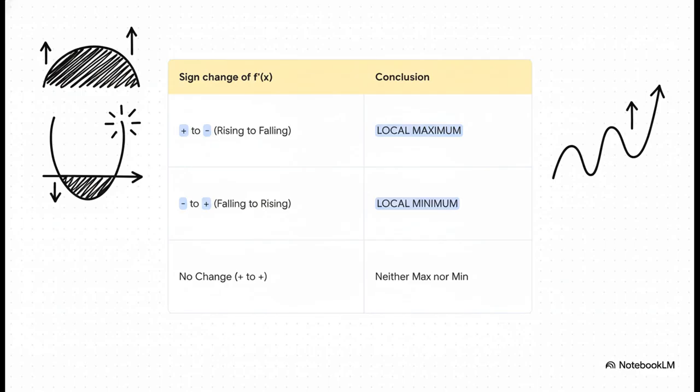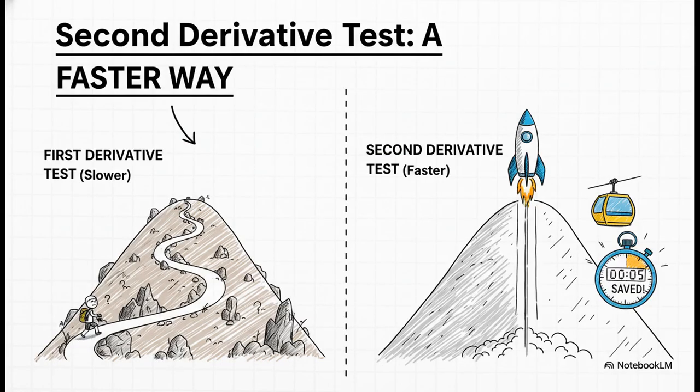You're climbing up, up, up, and then you start going down. What just happened? You must have gone over a peak. That's a local maximum. It's as simple as that. Now, the first derivative test is totally reliable. It always works. But sometimes it's a bit of a slog. Luckily, we've often got a shortcut.